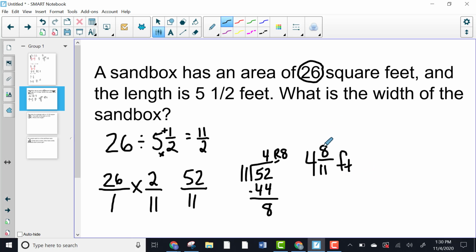So again, whenever you're trying to find a missing measurement and you're dealing with area, you always take the square footage that you're given and then divide it by either the length or the width, whichever measurement you're given, and then you'll be able to find the missing measurement there.